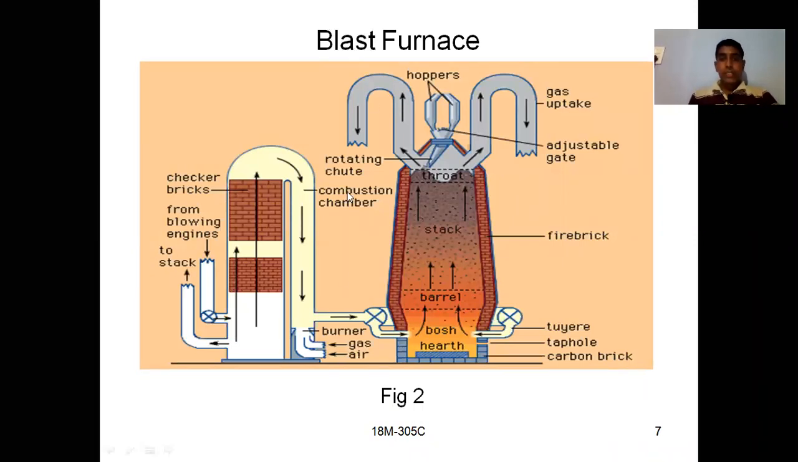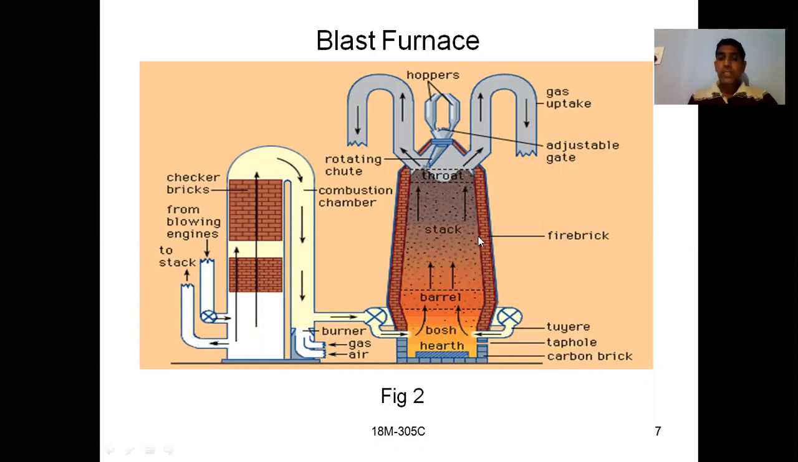If you see here, this is your blast furnace. Here you have different arrangements for sending the charge. In this arrangement, you have a combustion chamber where you get the hot air blast. From this chamber only you get the hot air blast, and that hot air blast is sent to the blast furnace. Okay, and you have the tap hole. All these things are the same.